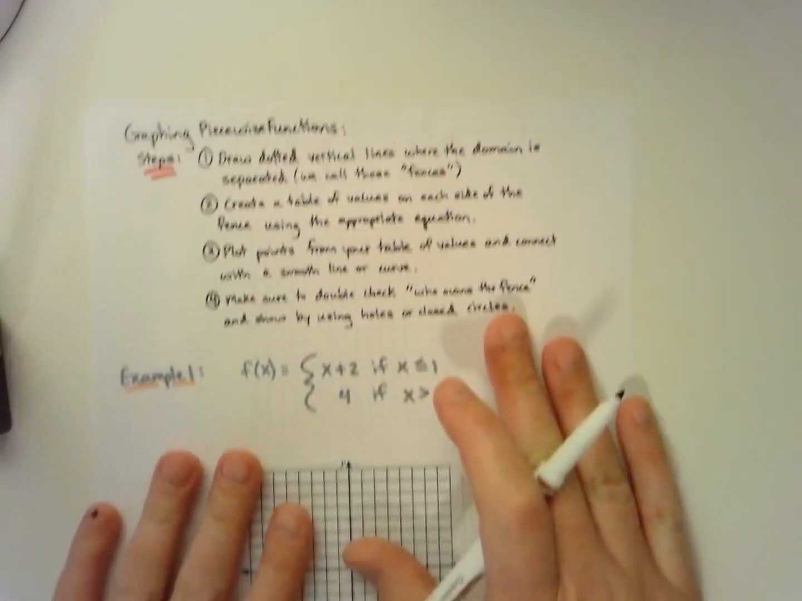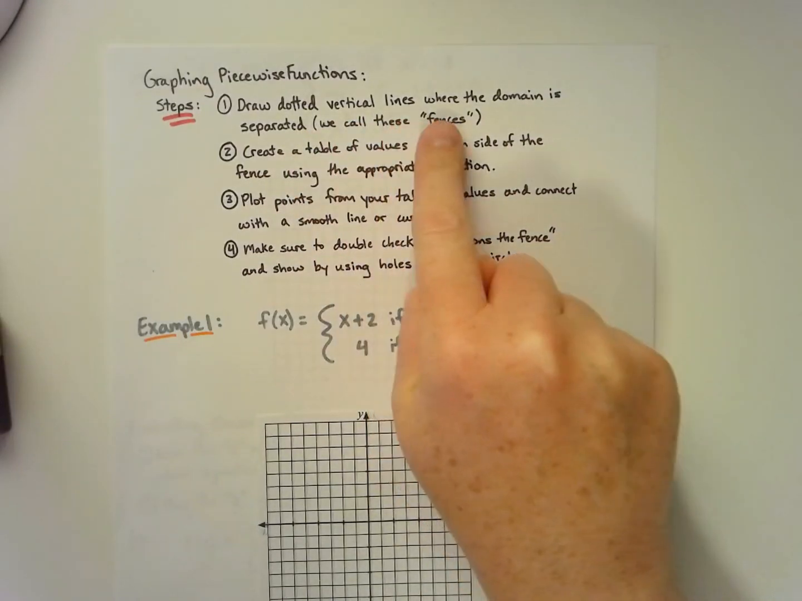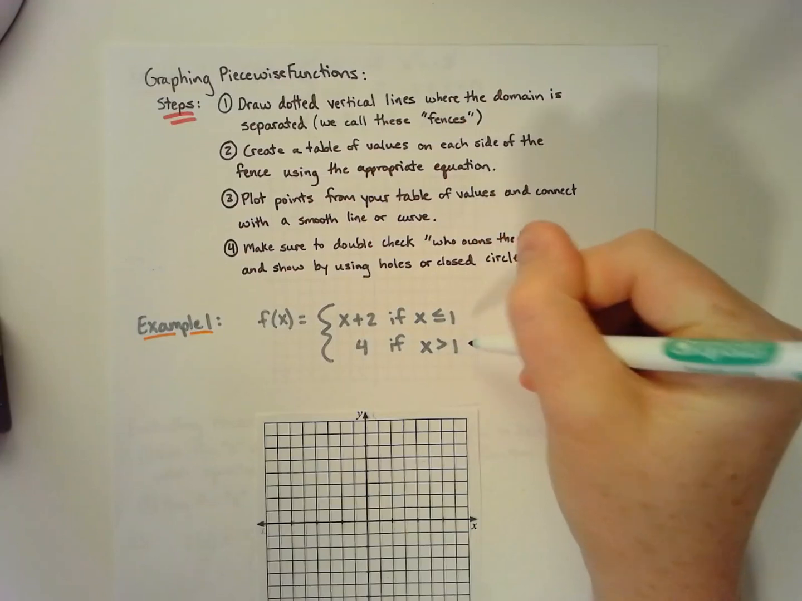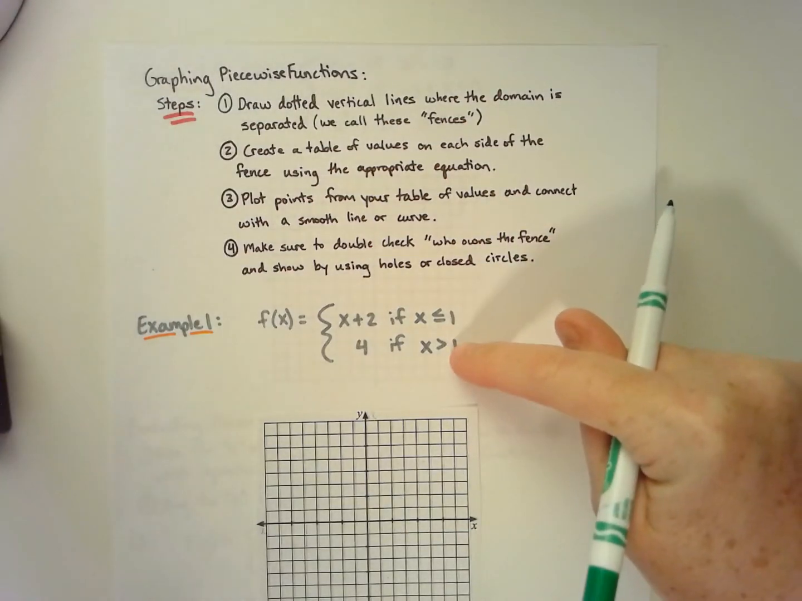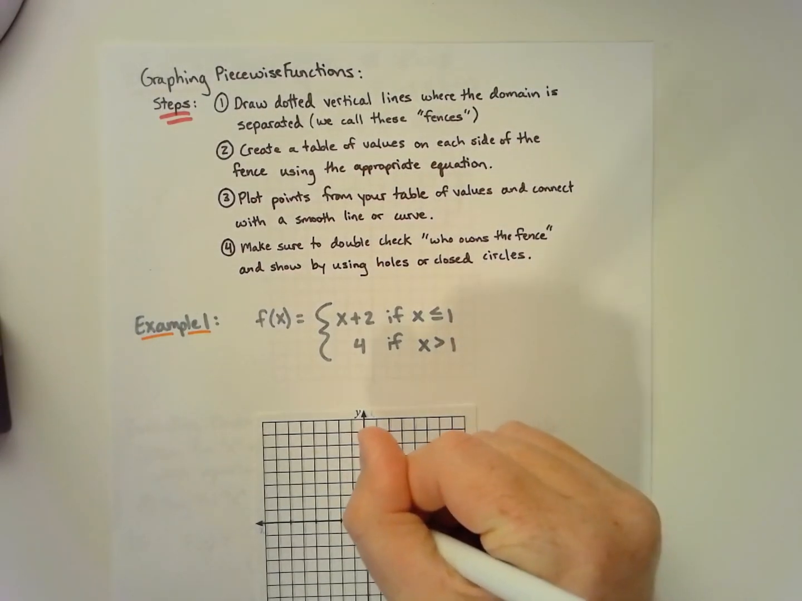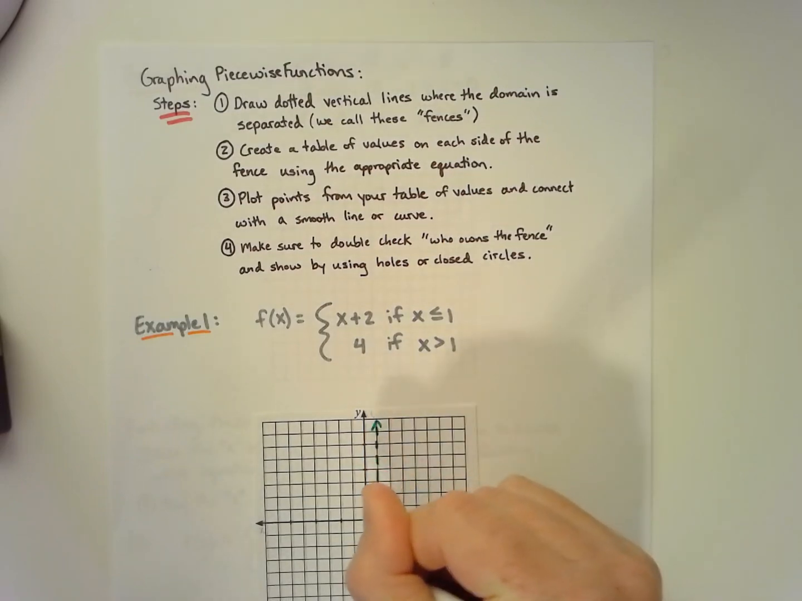All right, so graphing piecewise functions takes a couple steps. First, we're going to draw dotted vertical lines where the domain is separated, and we call these fences. So look over here at this example. Your fence is where you can kind of see that the values are going to go different ways. The 1 would be our fence in this case. So let's go ahead and draw a fence at x equals 1. That's what that first step is talking about.